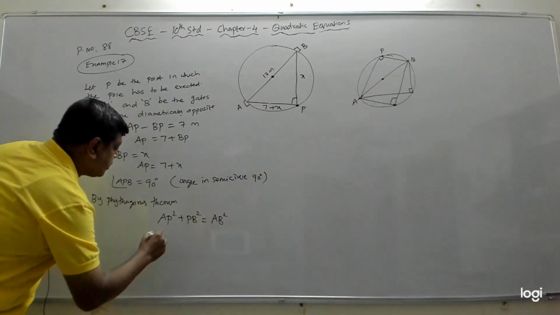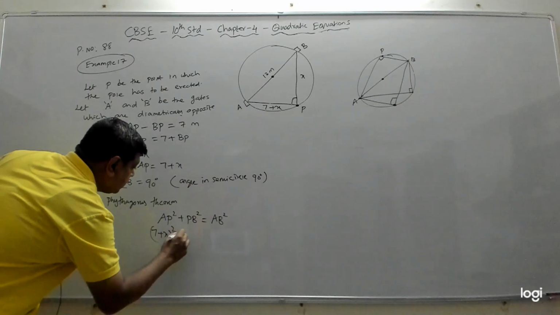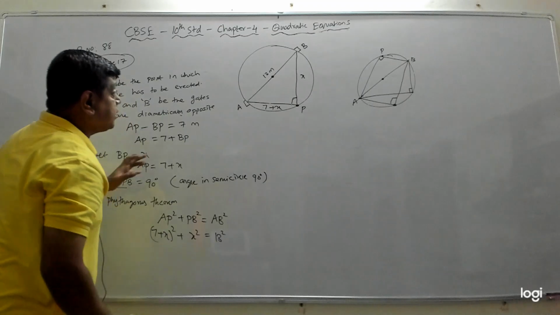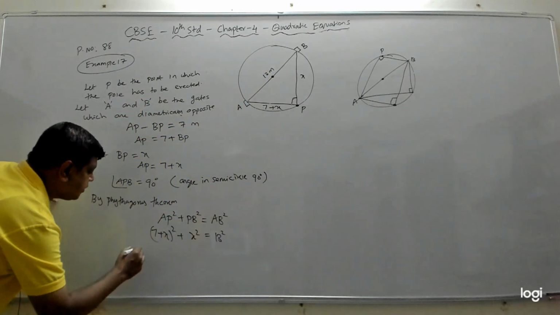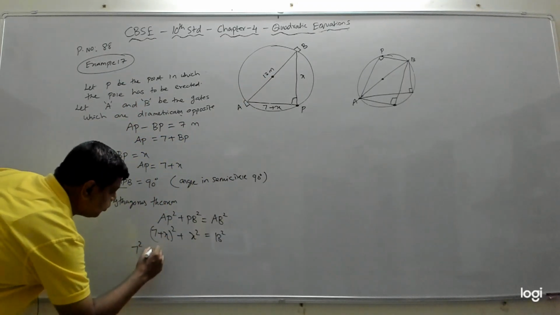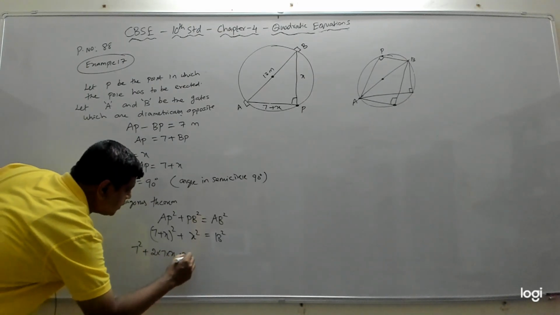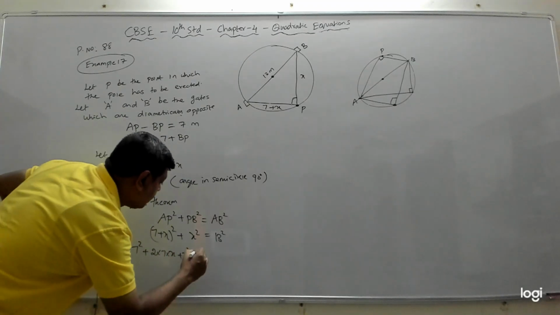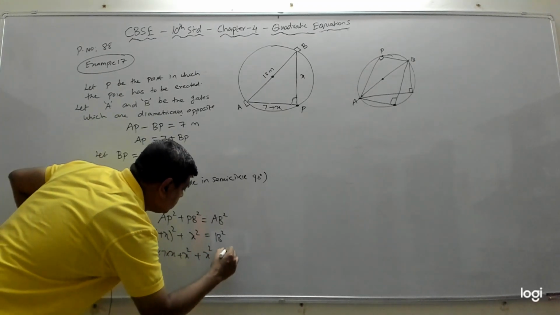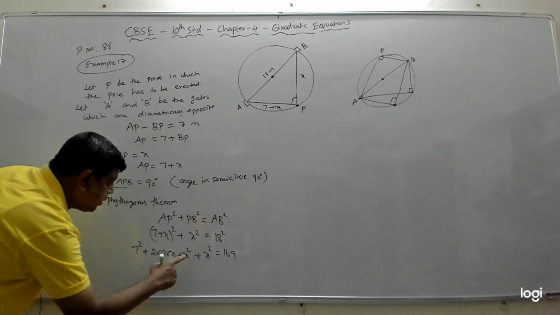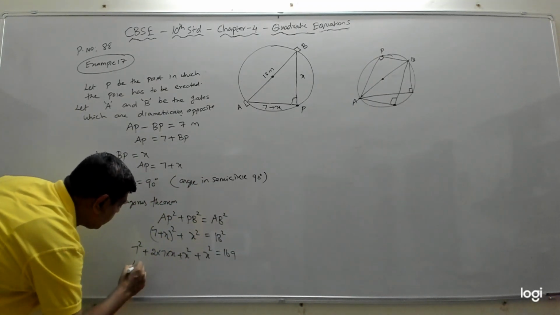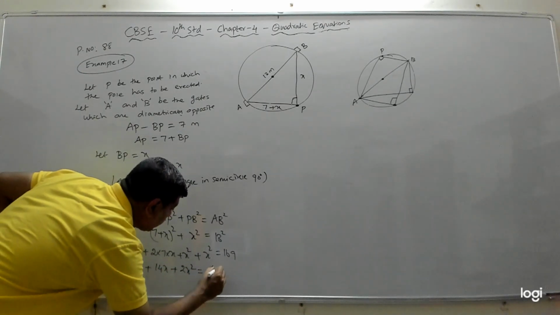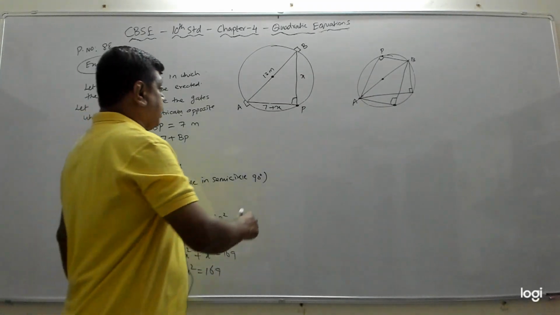Now what is AP square? 7 plus X the whole square, plus BP which is X square, equals AB. AB is 13, so 13 square, because they said the diameter is 13. Now if you simplify this, I expand this using a plus b the whole square, which gives 49 plus 2 into 7 into X, plus X square, plus this X square, equal to 13 square, which is 169. Now what do we get? So I can write this as 49 plus 14X plus 2X square equal to 169. I will continue here.